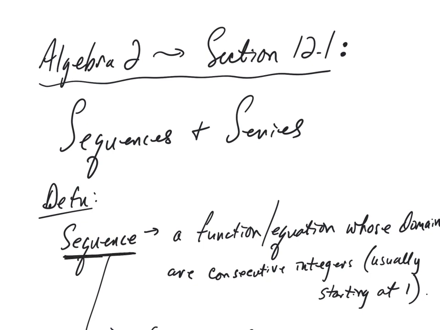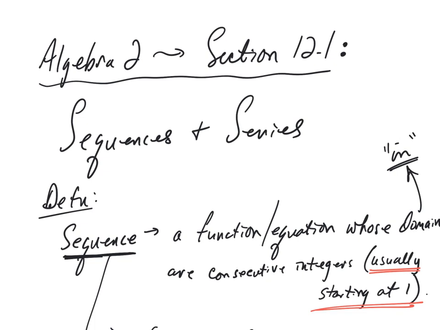By definition, a sequence is a function or equation whose domain are consecutive integers. Now, remember when we use the word domain, those are the numbers that are allowed to go into an equation or into a function. But with sequences, we usually start, let me highlight this for everybody, we usually start sequences by inputting the number 1. It can actually be any number, but traditionally we start with the number 1.